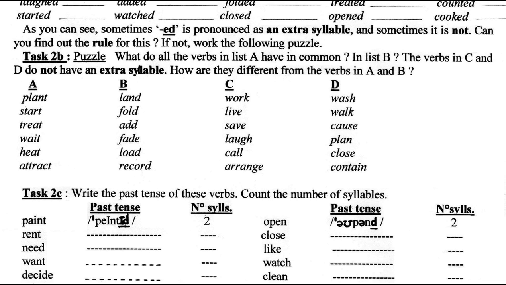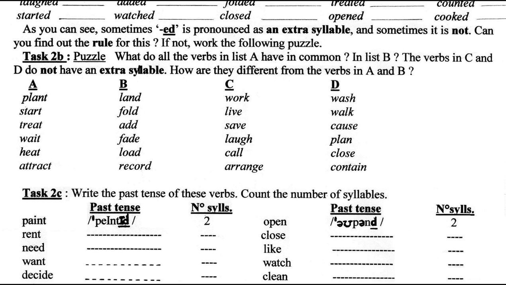Okay. How about list B? What do all the verbs in list B have in common? I'm going to read the verbs in list B. So we have land, fold, add, fade, load, record. So, yes, all the verbs in list B end with the sound D. So in A, all the verbs end with T, and in B, they all end with D.